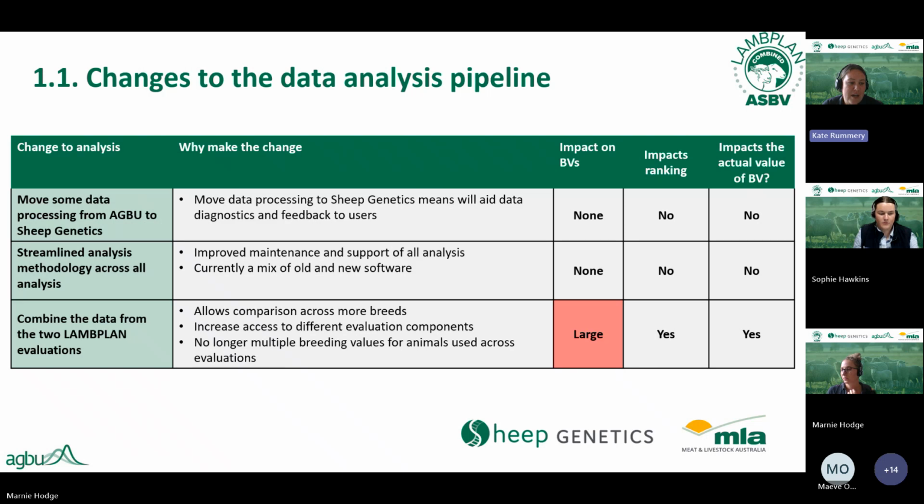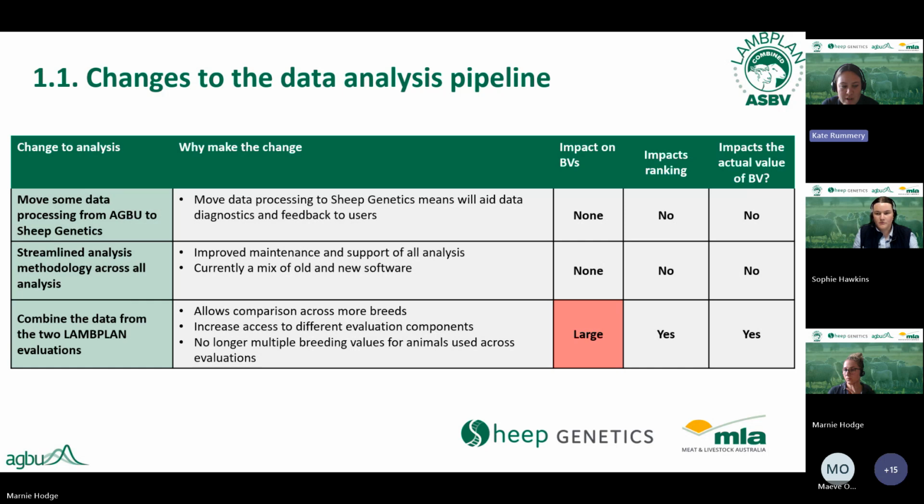Essentially, we've moved some of the data processing from AgBoo down to the sheep genetics end. This does speed up the analysis a tiny bit, but more importantly, it means that at sheep genetics we can provide service providers and breeders with better diagnostics and better feedback for their users. That will have no impact on breeding values, not on the ranking of them and not on the actual figure that you see. We've also streamlined some methodology across the analyses. We had our maternal and terminal, and we're just going for the best version of both in our combined land plan. Again, that'll have no impact on anything that you see.